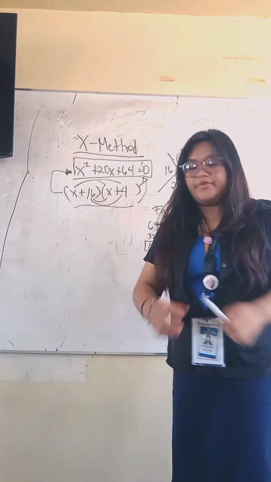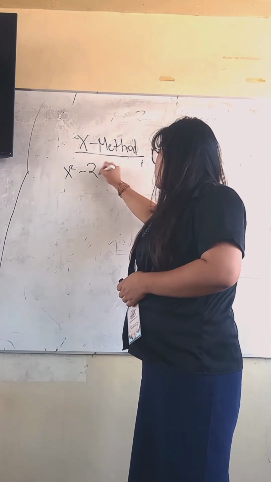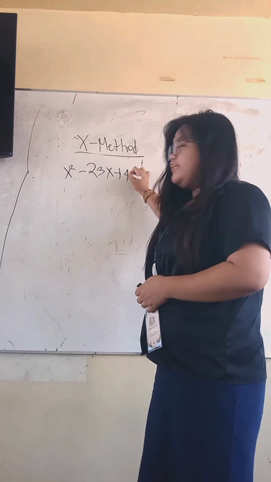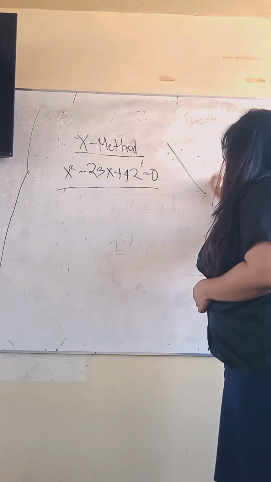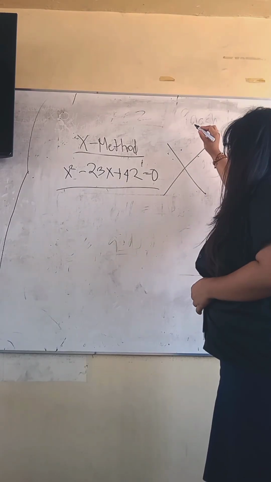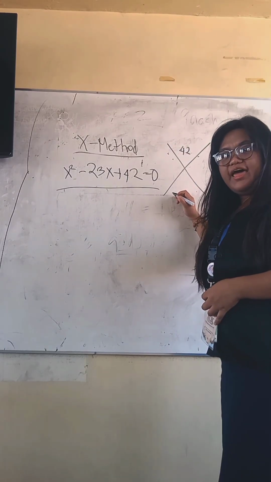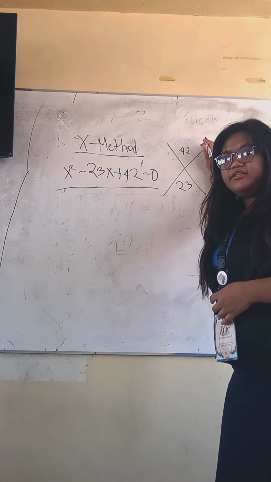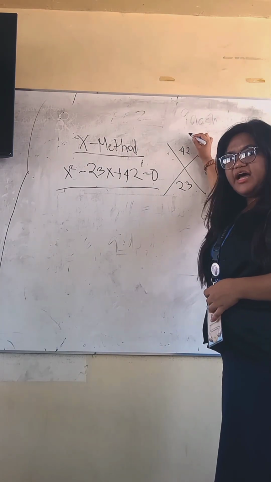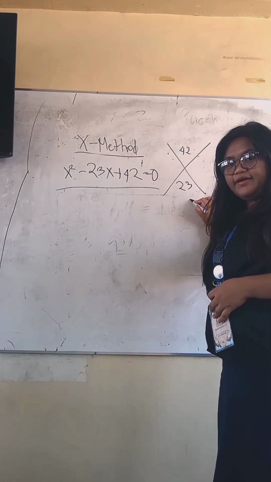Let's have another example. How about x squared minus 23x plus 42 equals 0? The first step is to draw a big X and put the third term at the top, which is 42. At the bottom of the X is the second term, which is 23. We need to find two numbers that if we multiply them to each other, it will give 42, and if we add them to each other, it will give 23.